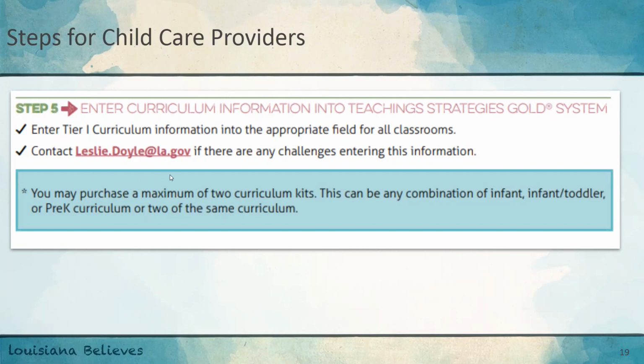Our previous reports were you may purchase a maximum of 2 curriculum kits. This may be any combination of infant, toddler, or pre-K curriculum, or 2 of the same curriculum. And if they have previously participated in the Early Childhood Curriculum Initiative, they are welcome to participate again this upcoming year.